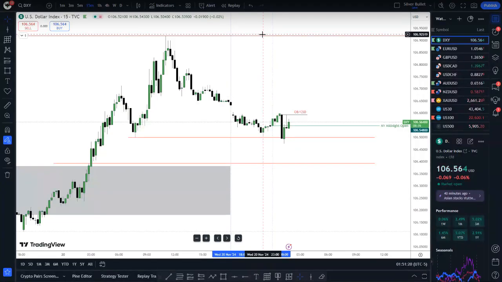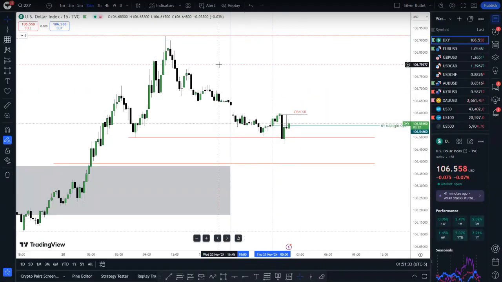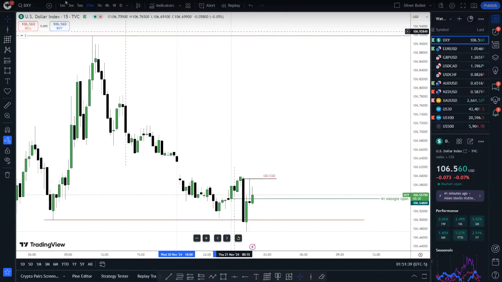The perfect timing is always going to be within the kill zones. In this case, the London kill zone from 2 to 5, or the New York kill zone, the AM session, which will be from 7 to 10. Within those kill zones will be the perfect time for you to get into the trade. Look at it again, guys, starting on the daily chart, and we're down to the 15 minute chart.